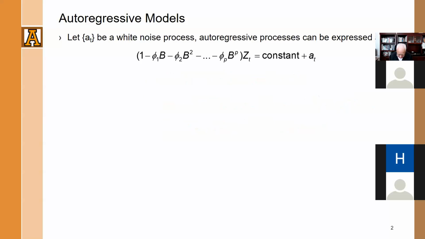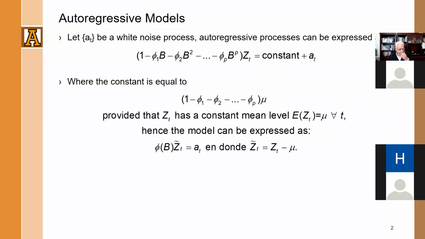The constant here would be equal to 1 minus phi 1 minus phi 2 minus up to phi p, multiplying mu. What this means is that Z_t is assumed to have a constant mean level, the expected value of Z_t equal to mu for every t. So we're saying that the mean of the process does not depend on t, so at least we have first order stationarity.